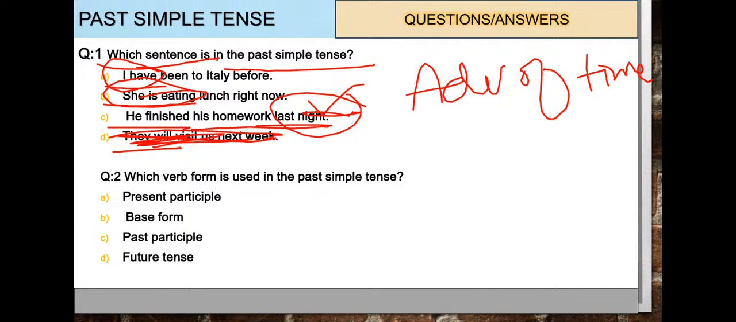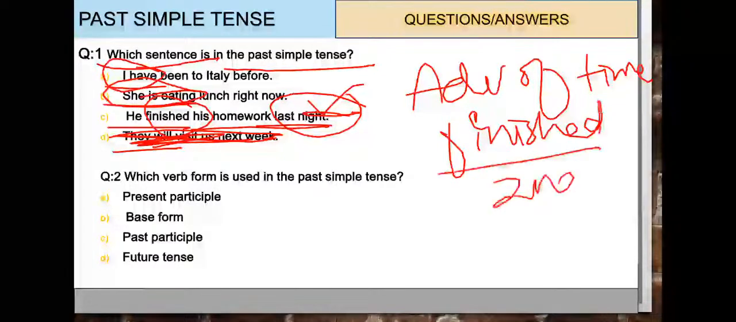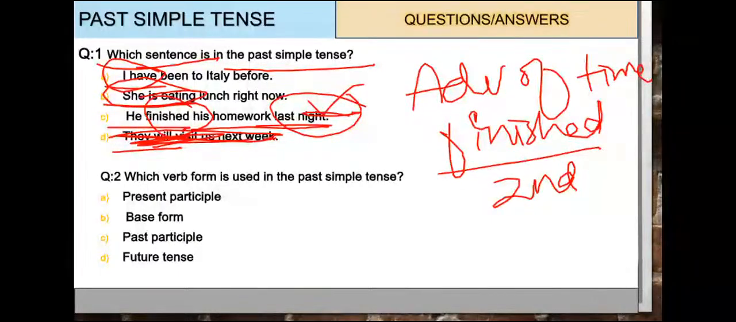Next one is finished without any helping verb. Now if we are using the second form of the verb, we got that finished is actually the second form of the verb that is mainly used in past simple. Okay, we got it. Both of these signs tell us that it is an example of past simple tense. Now you have got it. Let's move on to the next one.